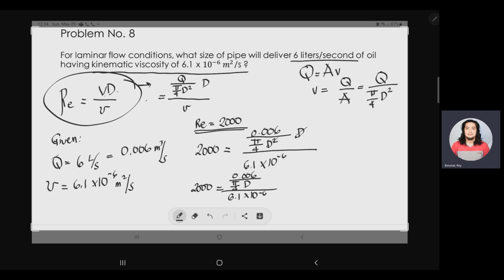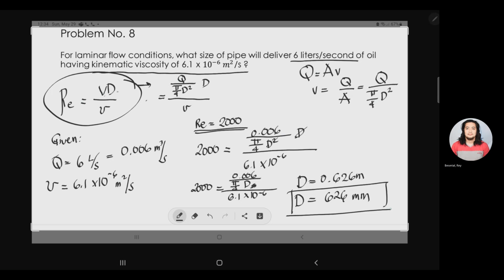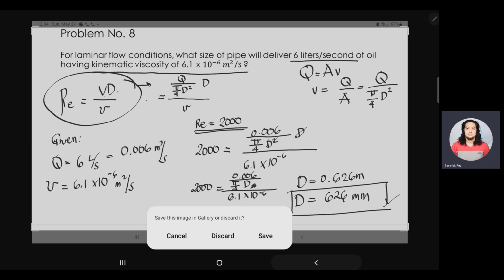So, yung ating D, ito yung ating hinahanap na variable. So, shift solve sa calculator. Yung D natin is 0.626 meters, or in terms of millimeters, 626 mm. So, ito yung ating diameter ng ating pipe. Okay, so ito yung answer natin for our problem number 8. So next, problem number 9.